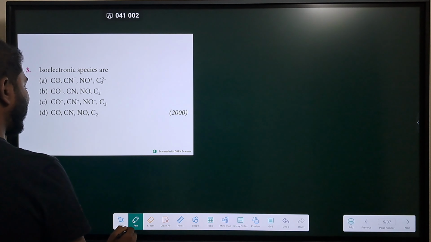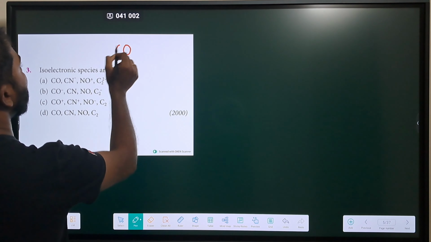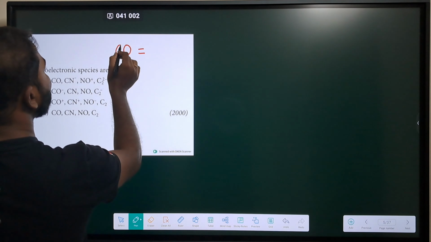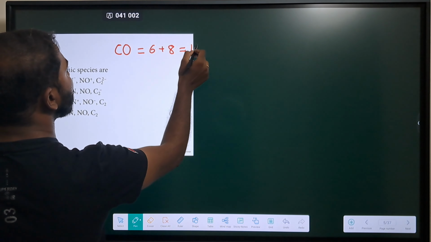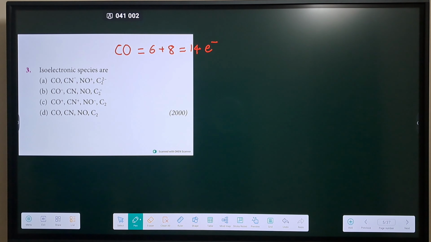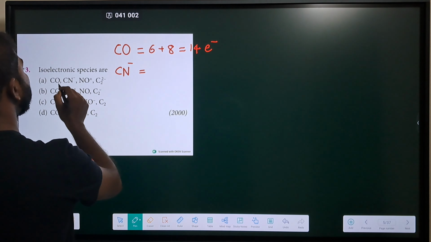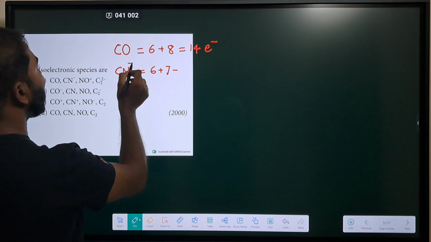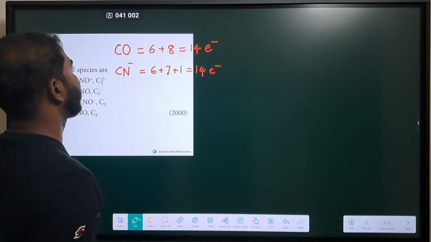What we have to do is find out individually. अभी देखो CO है, carbon monoxide. How to find out the number of electrons? The number of electrons in single carbon is 6 and one oxygen is 8. Altogether we have 14 electrons. That is what we need to do. Similarly, let us take the second chemical species, CN minus. एक कार्बन में 6, एक नाइट्रोजन में 7, -1 चार्ज है तो +1 लेना है. Altogether it is 14.